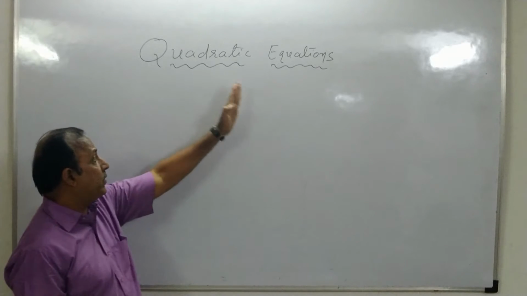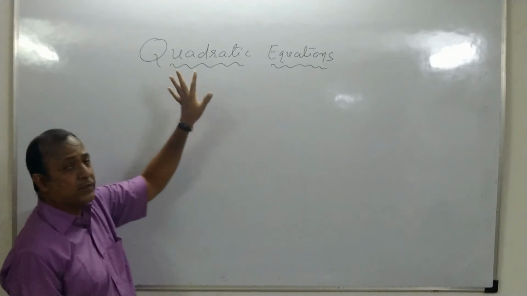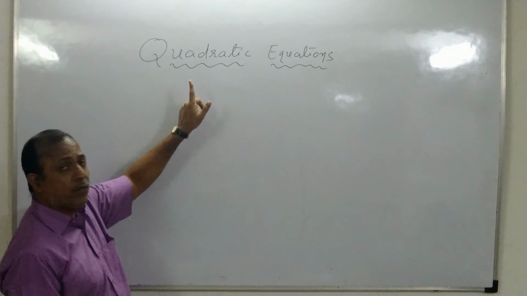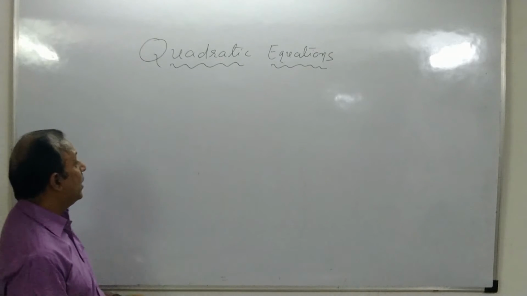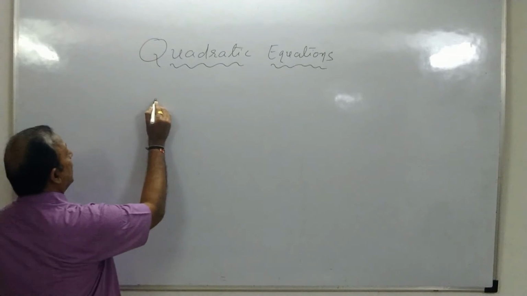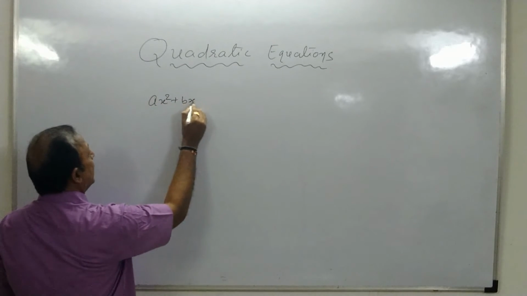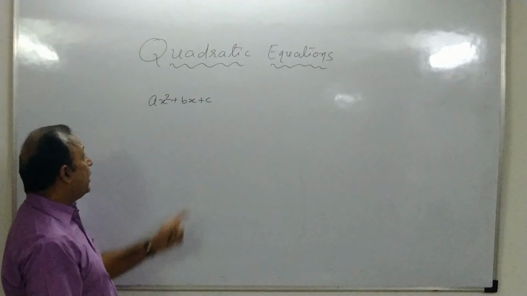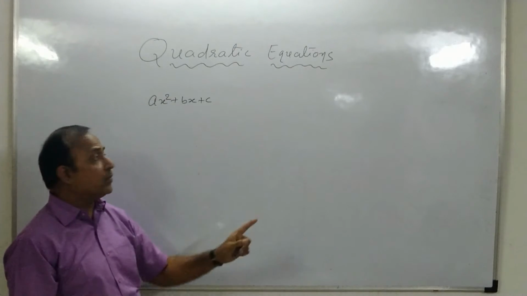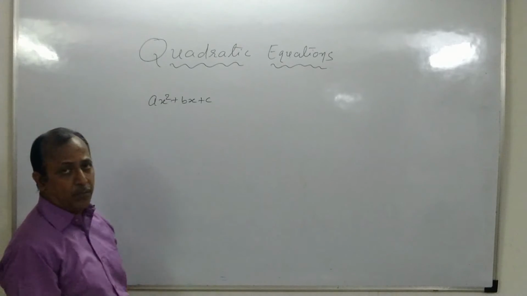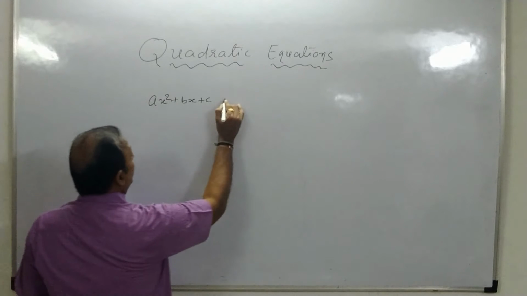Now what is a quadratic equation? The name quadratic is familiar to you all. We have learned about the quadratic polynomial. What is a quadratic polynomial in generalized form? We know that it is ax square plus bx plus c, where a, b, c are real numbers and x is the variable. This is a quadratic polynomial.